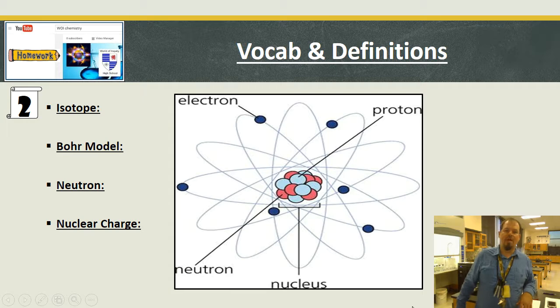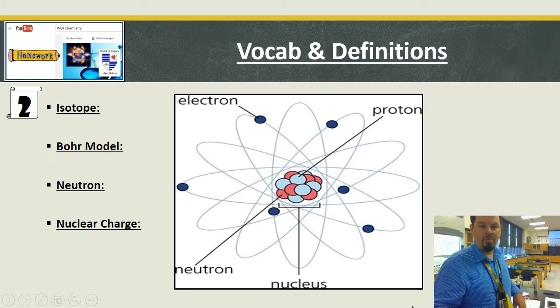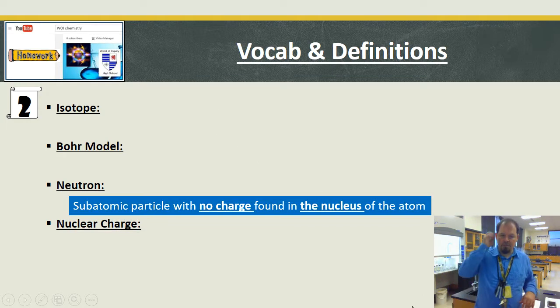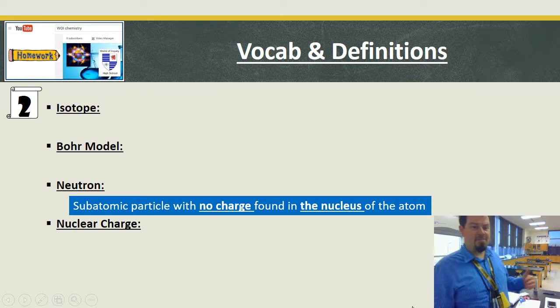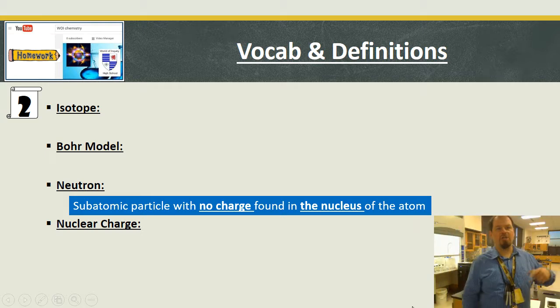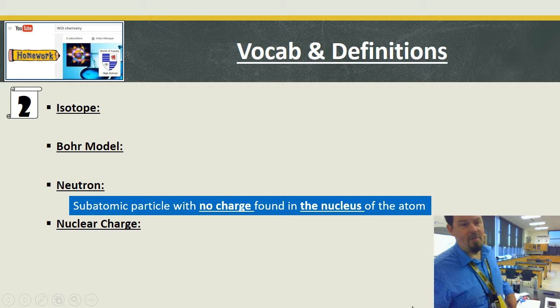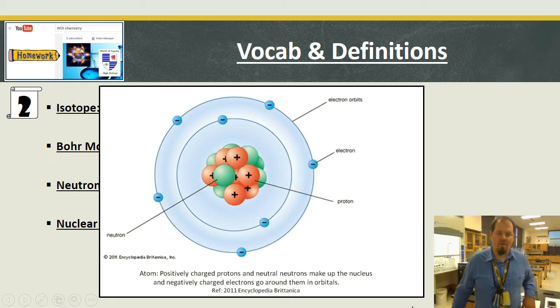Then we have the neutron. This is a subatomic particle in the nucleus that has no charge, but it does have mass. It doesn't say that in here, but it does have mass, so that's key. Neutrons have mass but no charge. Electrons have charge but no mass. Protons, they're king. They have all of it. So I will call them king because they have all of them.